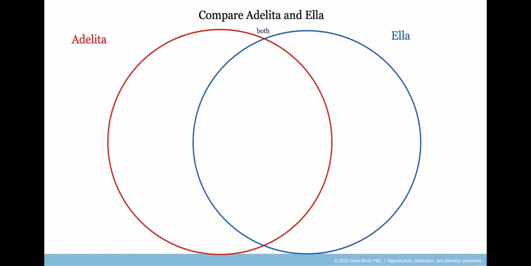On this diagram, I'm going to place things that happen only to Adelita in the red circle on the left, and the things that happen only to Ella in the blue circle on the right. Things that happen to both characters will go in the middle, where the two circles overlap. Are you ready to help me complete the chart?